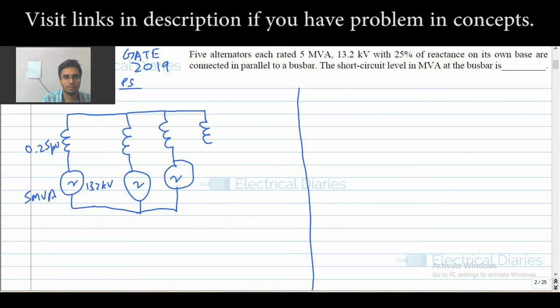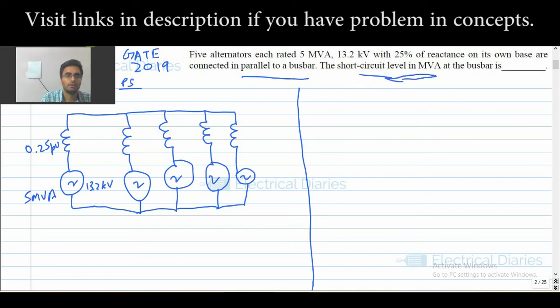Okay, so always try to draw things and then these things will be much clearer. So there are 5 alternators, identical, all 0.25 per unit, 5 MVA, 13.2 kV. They are connected in parallel to the bus bar. Now he is asking what is the short circuit level in MVA at the bus bar.